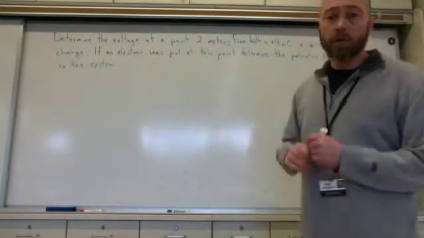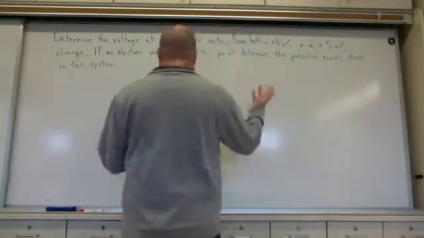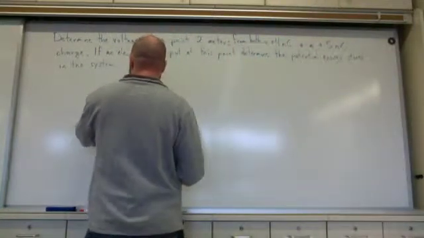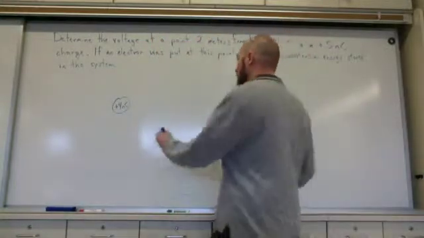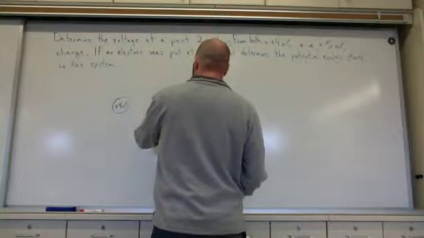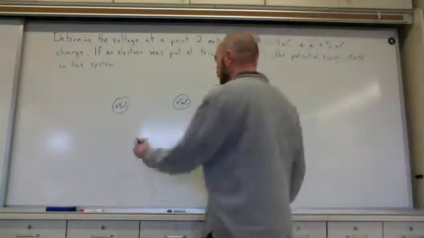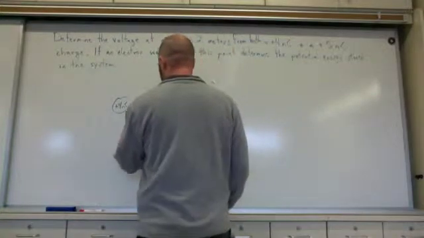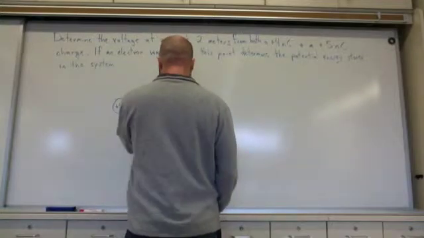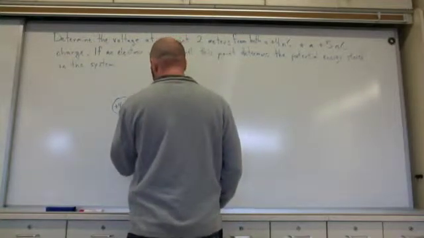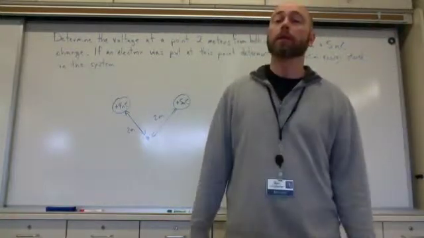So if you wanted to do this, I would suggest you first draw it out. It doesn't really say how far apart they are, so I have a 4 nanocoulomb charge here, and a 5 nanocoulomb charge there, and let's say I just have some random point here where this distance is 2 meters, and this distance is also 2 meters. That's the random point that I'm trying to figure out the voltage at, okay?